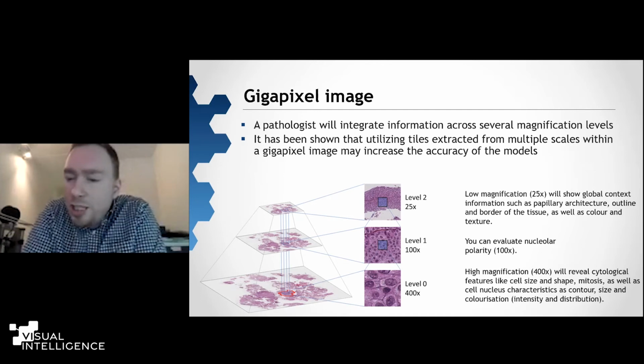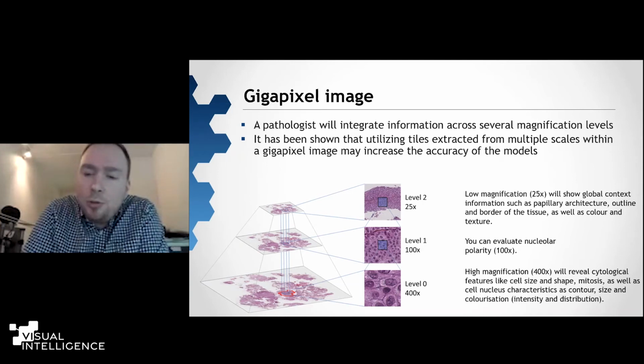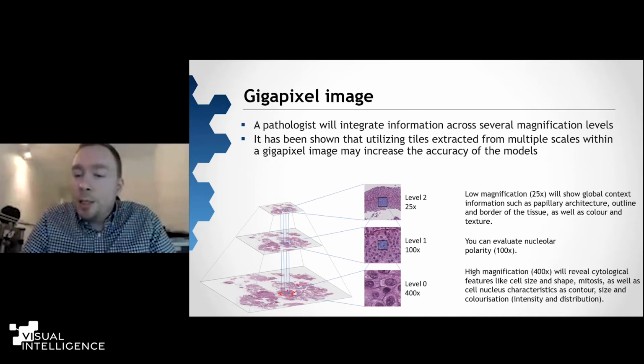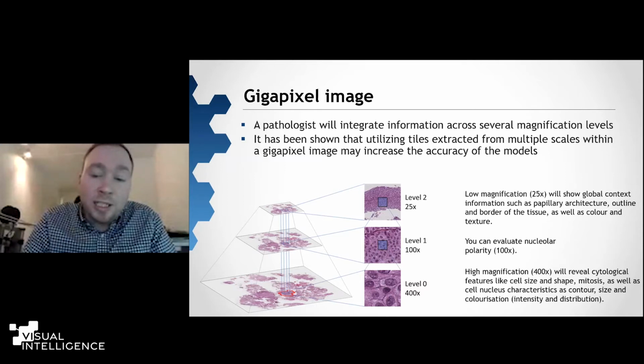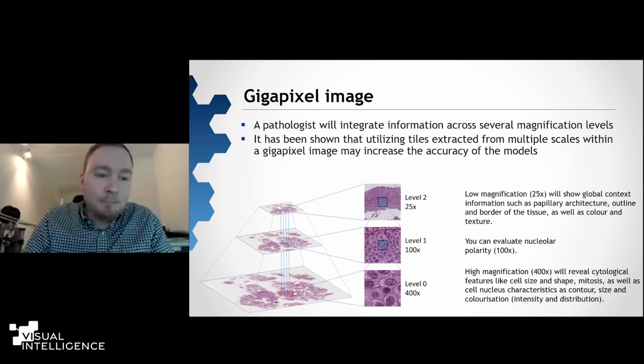I won't go into too much detail about what information is revealed at each level, but in general, the highest magnification scale will show the highest level of detail about that area. As you go down in magnification, you will get a broader field of view and show more of the context information from the surrounding tissue. It has also been shown multiple times, both by our research group as well as other researchers, that including images from multiple scales improves the classification.